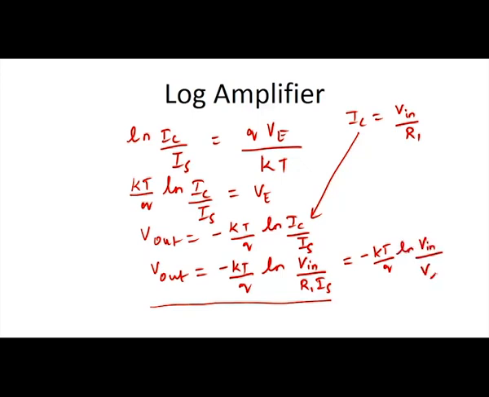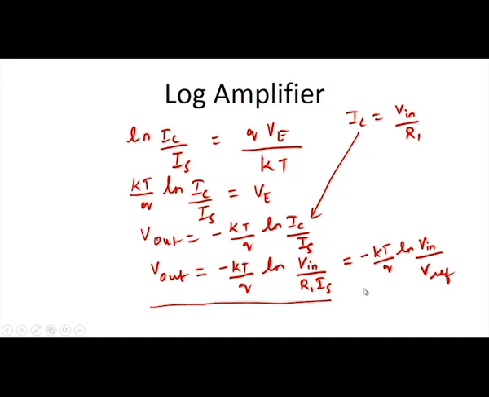So, you can simply replace the term R1 IS as V reference. R1 is the externally connected resistor and IS is the saturation current, which is given as 10 power minus 13 amps. So, these two values are constant. So, I have replaced this as V reference. So, the output voltage is the constant term times the natural logarithm of the input voltage divided by the reference voltage.